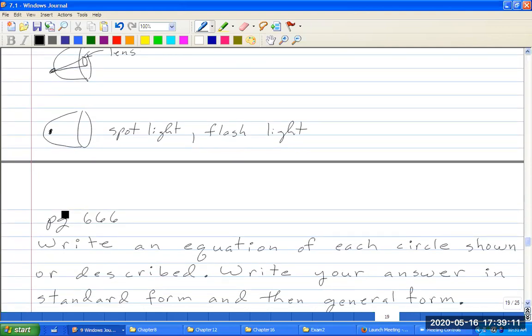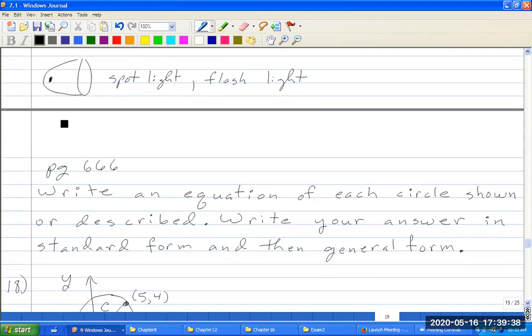Similarly, a spotlight is parabolic, it's a paraboloid, and the lighting source is located at the focus. So if you actually look at a spotlight, what you'll see is it looks like some parabola.